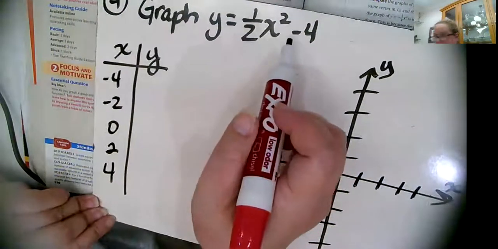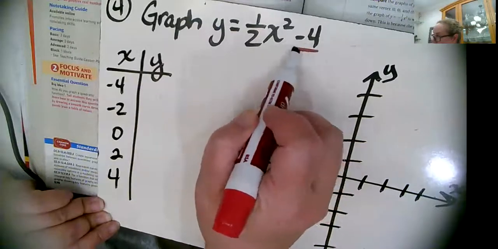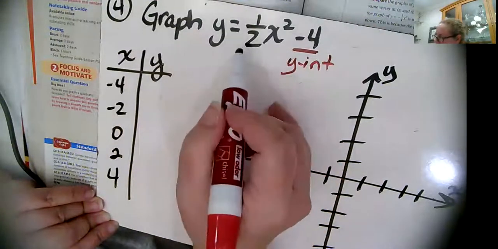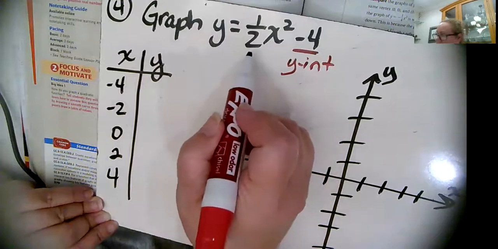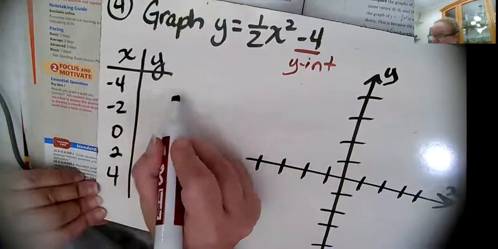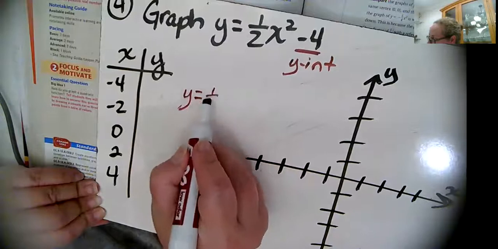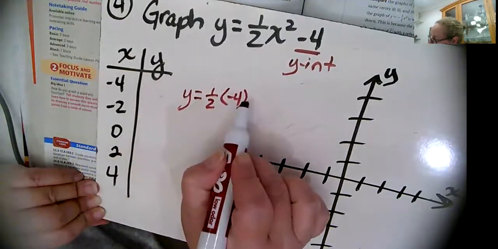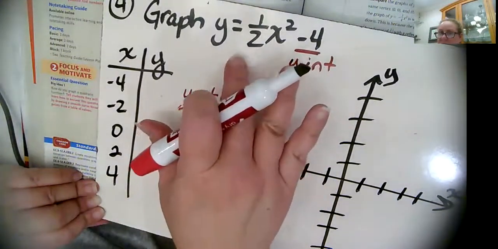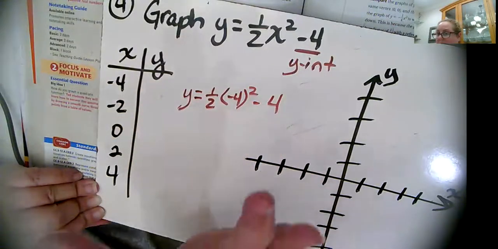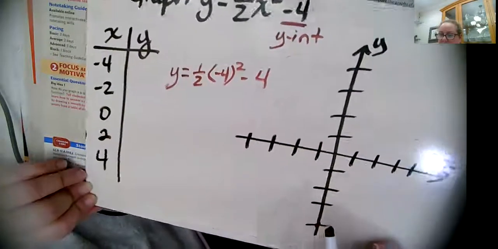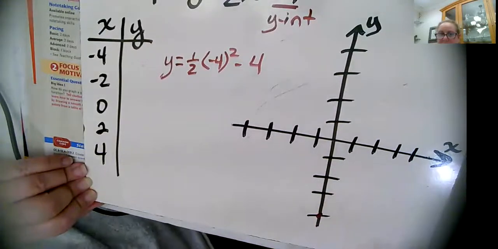So we know that our y-intercept is this -4. And this coefficient in front of the x is telling me that our parabola is going to be much wider. So let's start the calculations. Y equals 1/2, our x is -4, squared minus 4. So just by looking at this, this is telling me my parabola is going to be much wider than my parent function, and its vertex is going to sit 1, 2, 3, 4 right here. So it should cross right here and then open up kind of wide this way.